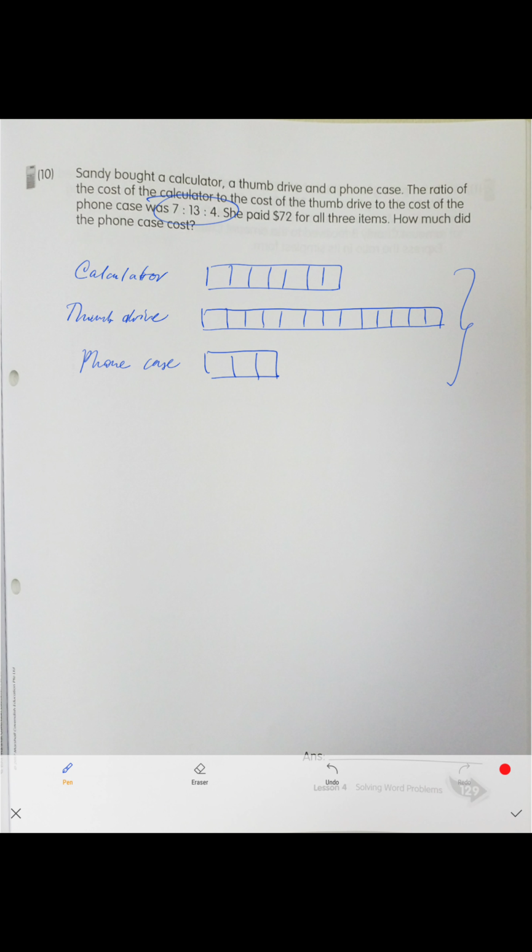Altogether, it is $72. So how many total units? If you calculate, 24 units total. 24 units is $72. So 1 unit is 72 divided by 24, which is equal to 3. Again, $3. And we need to find 4 units.